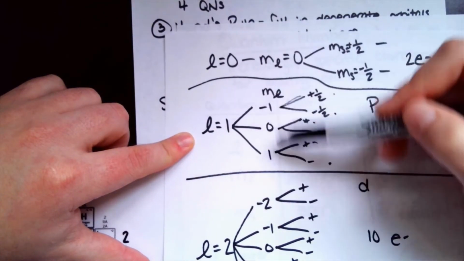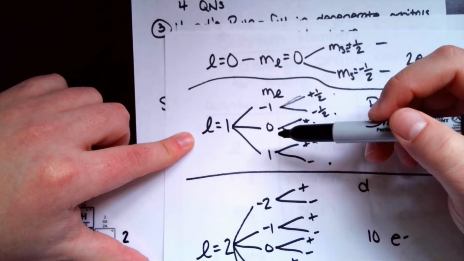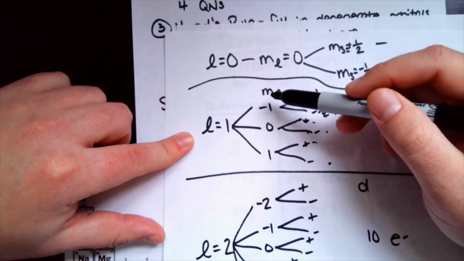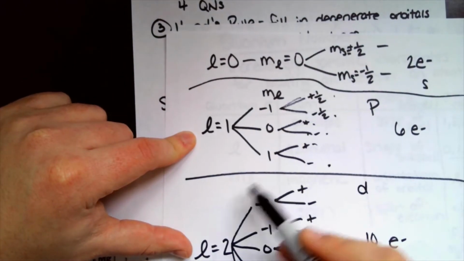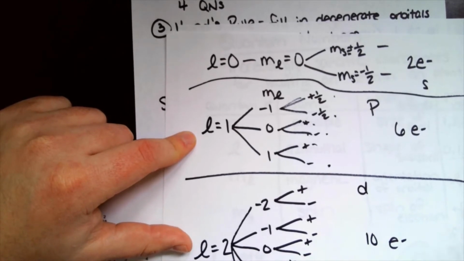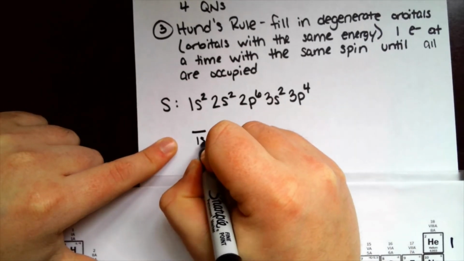Now, any orbitals that are in the same subshell as each other are degenerate to each other, which means that all 3 of these have the same exact energy. All 5 of these in a d subshell have the same energy, and all 7 of these in an f subshell have the same energy. Right? So this is your 1s orbital.